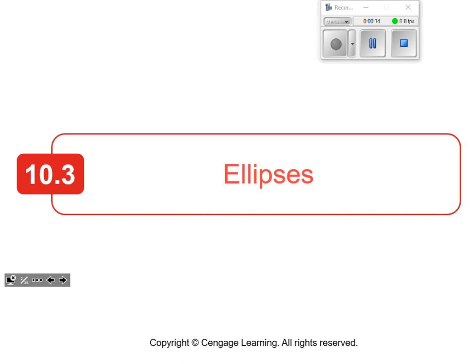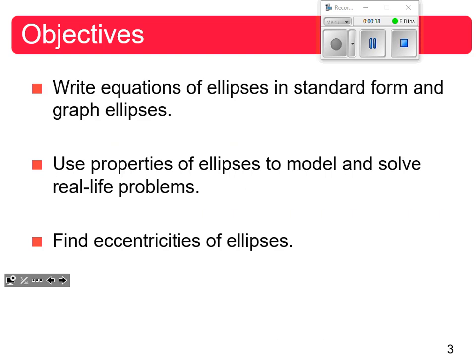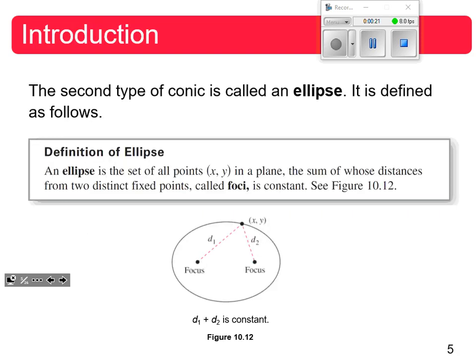So what we're going to look at today is ellipses, writing the equation and whatnot. Now, the second type of conic section is called an ellipse. It is defined as follows.